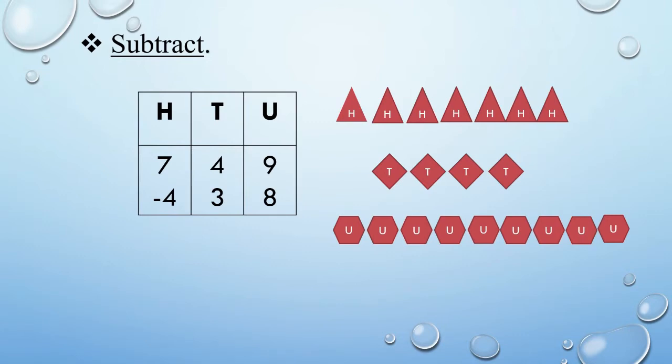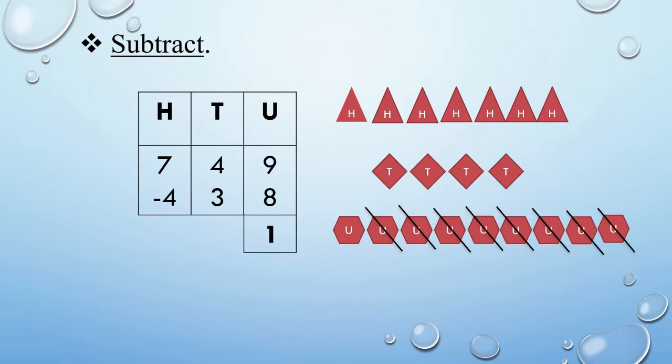Let us see the first sum here. 749 minus 438. Students, always remember that we have to begin subtraction or addition from the units side only. So, let us begin from the units column first. 9 units minus 8 units. Let us cut here. 1, 2, 3, 4, 5, 6, 7 and 8. So, how many remaining here? 1. Means 9 minus 8 is equal to 1 unit.